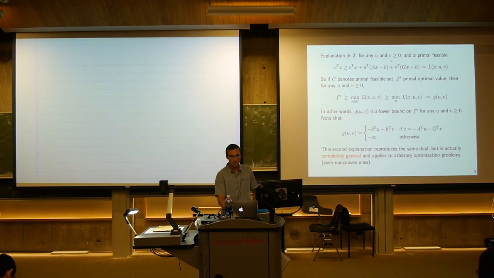Because, again, this thing is always less than or equal to 0 for all feasible points x, as long as v has non-negative components. So we're invoking that same key property, but using it in a slightly different way, and we're thinking of this as a function of three variables. The primal variable is x, and the dual variables are u, v.